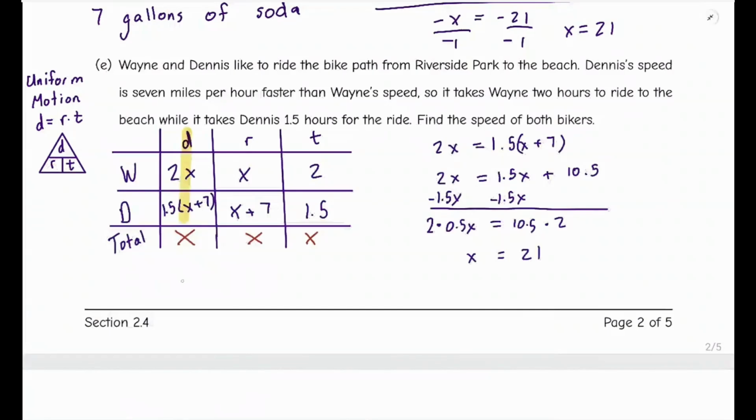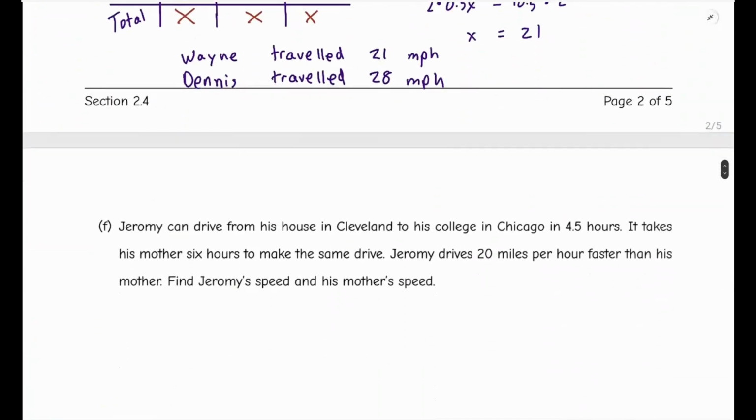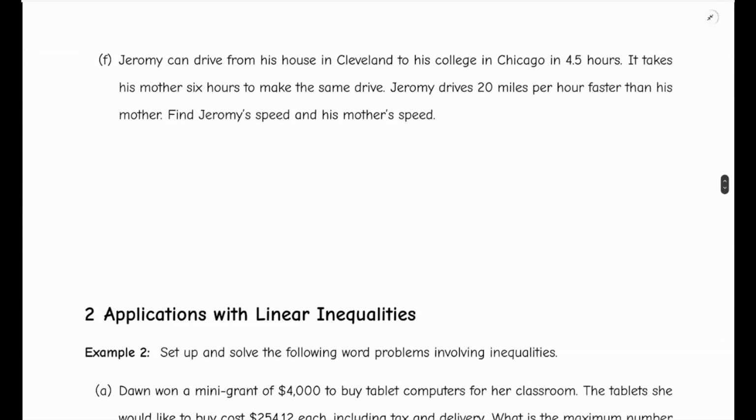So Wayne traveled 21 miles per hour. And then Dennis traveled, well, 7 more than that, so 28 miles per hour. And that's how you do part E. And now on to part F.